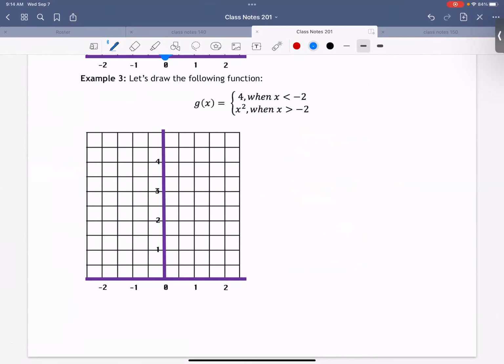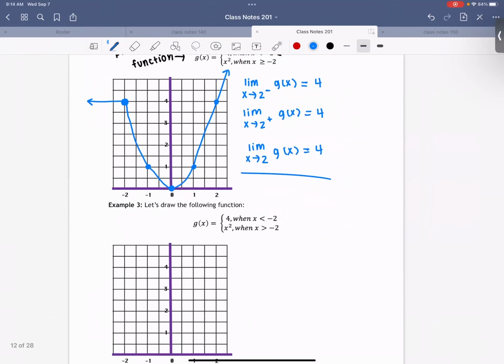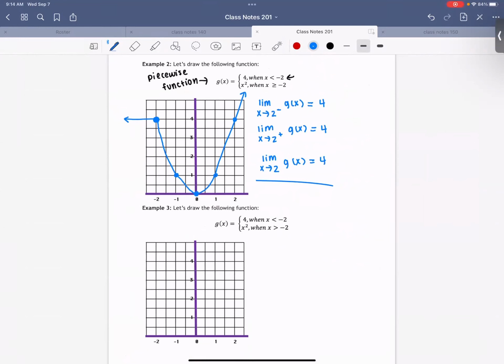Okay, so we're going to draw this function. We're still 4 when x is less than -2 and x squared when x is greater than -2. How is this graph going to be different than the top one? Yeah, right. We don't have an equal to -2. So our function isn't actually defined at -2, which means it's going to look the exact same as our function before. So let me just draw some points here. It's going to look like a parabola and a line. But as I heard in the class, we're going to have an open circle at -2.